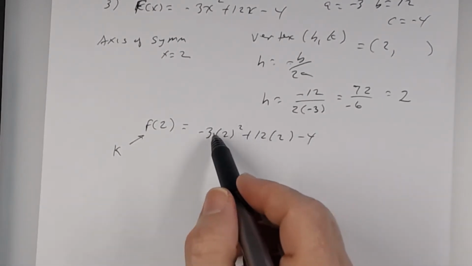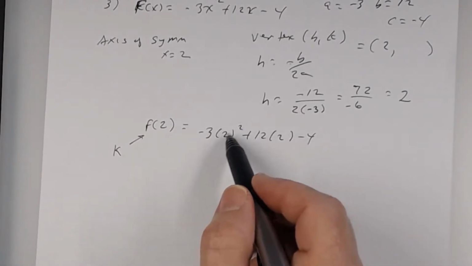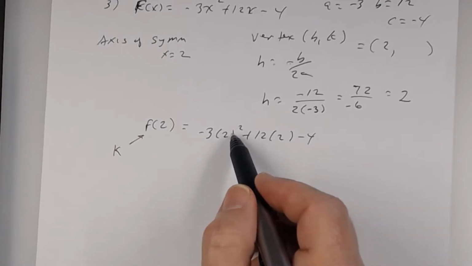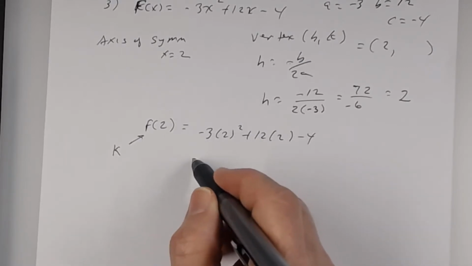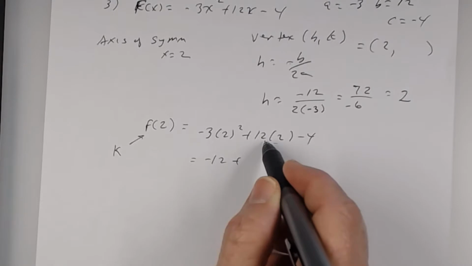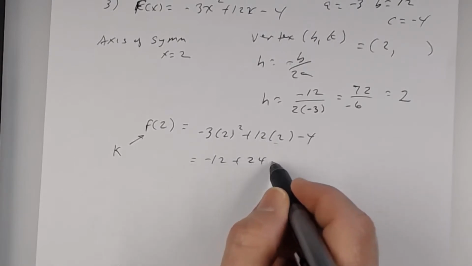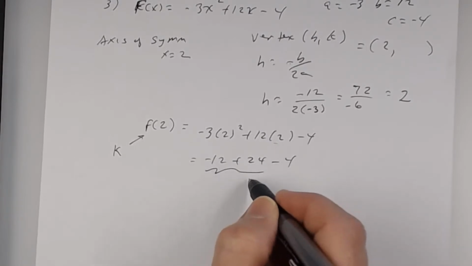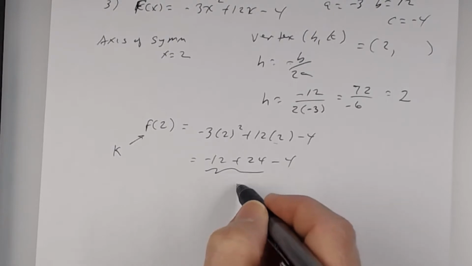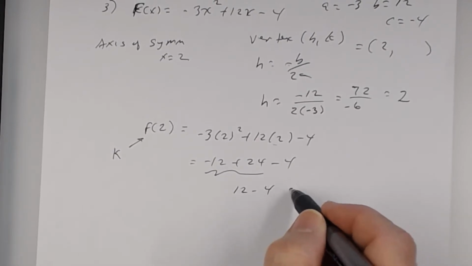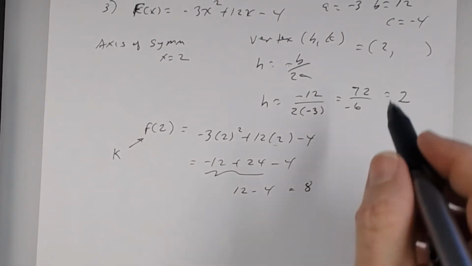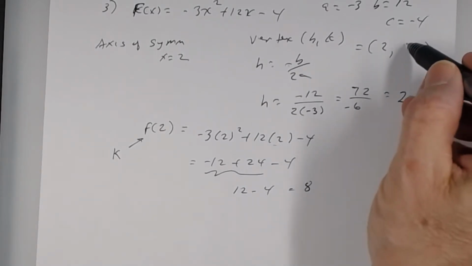Okay, order of operations. You got to square first. What's 2 squared? 4 times negative 3. 2 times 12 minus 4. What's this? And what's 12 minus 4? 8. So I found the y coordinate of my vertex. What's the y coordinate of my vertex? 8.